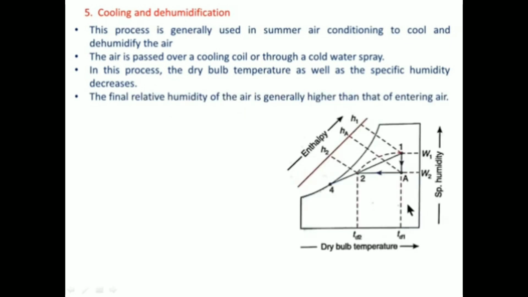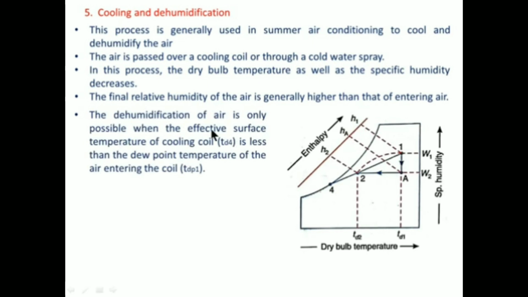So this is the diagram where we can see that the process 1 to 2 is of cooling and dehumidification, where we can see that TD1 is reducing to TD2 during the process and W1 is reducing to W2. H1 and H2 are corresponding enthalpy values for point 1 and 2. So the dehumidification of air is only possible when effective surface temperature of cooling coil TD4 is less than the dew point temperature of the air entering the coil TDP1. So TD4 should always be less than the TDP1, that is dew point temperature at point 1. So then only this process will be possible.